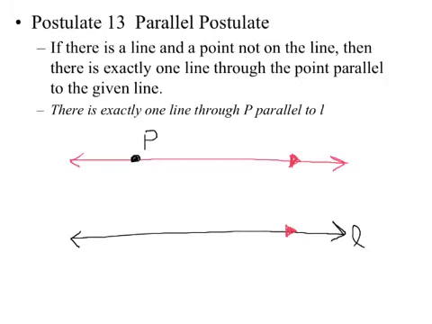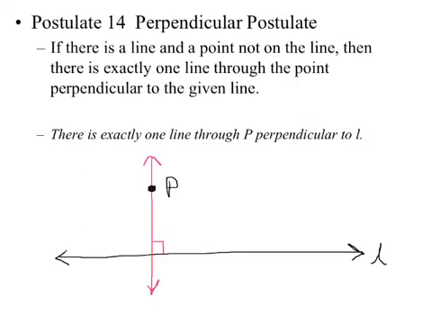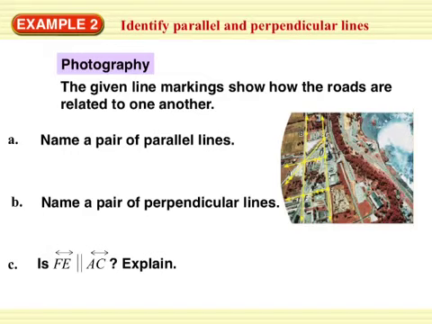Postulate 13, the parallel postulate. If there is a line and a point not on that line, then there's exactly one line through the point that's parallel to the given line. There's exactly one line through P parallel to L. Postulate 14. If there is a line and a point not on the line, then there's exactly one line through the point perpendicular to the given line. Okay, so now we learn postulates 13 and 14. Let's try it.